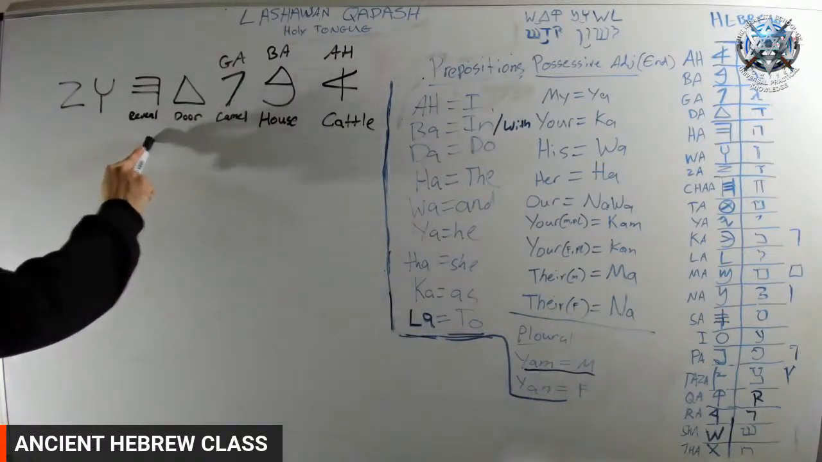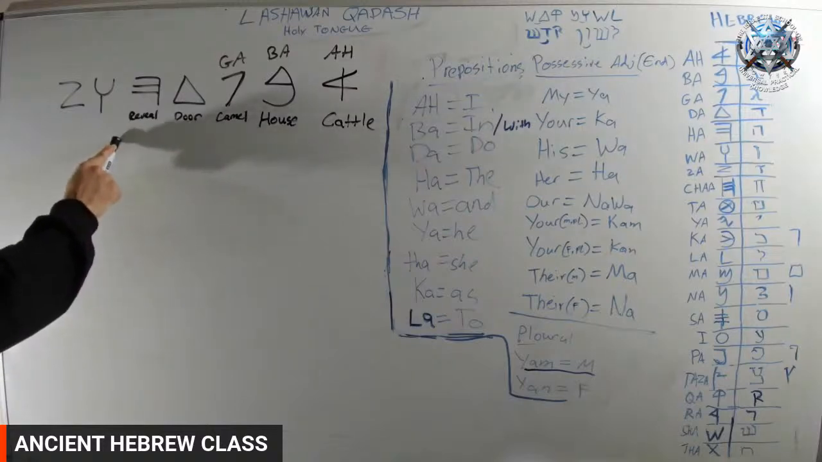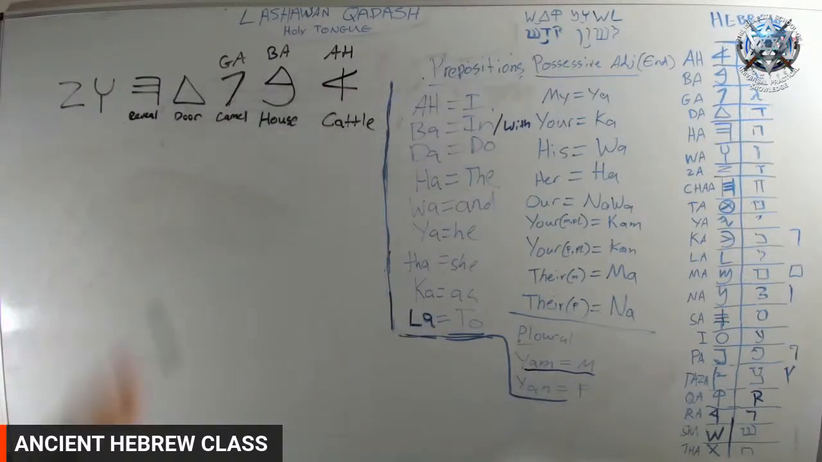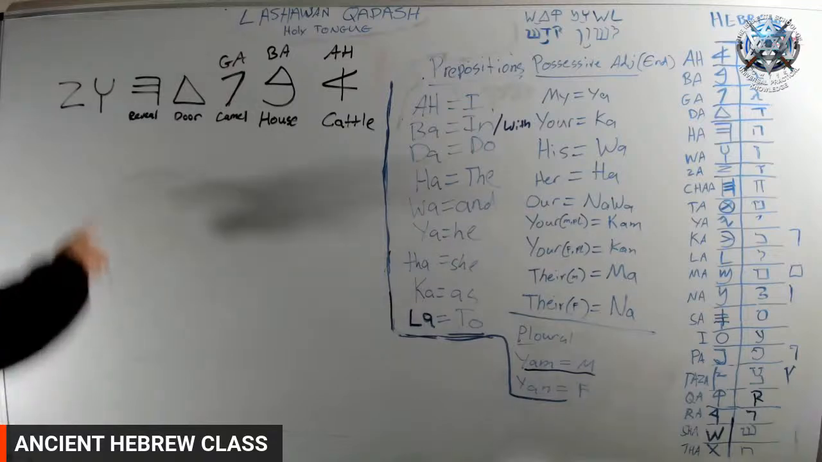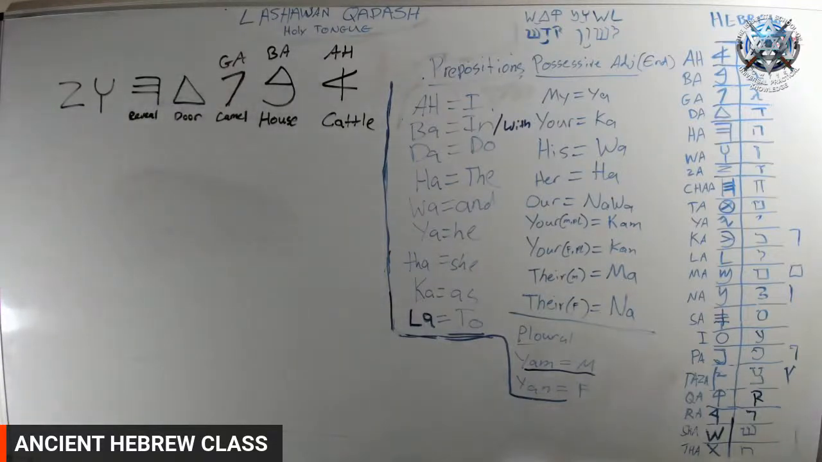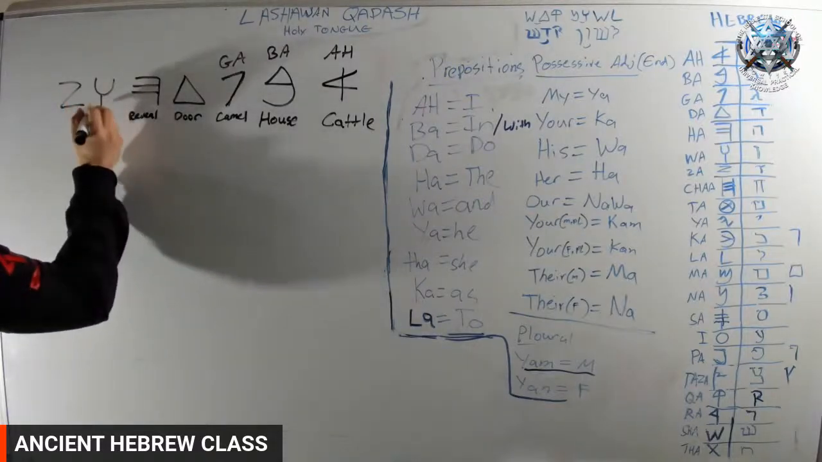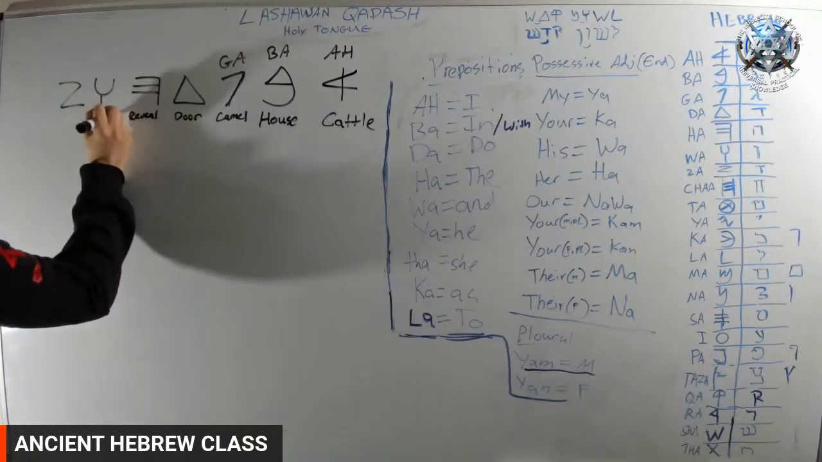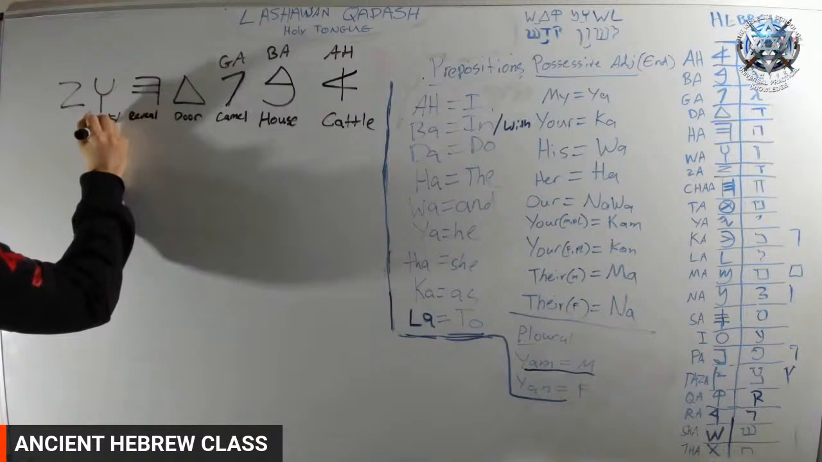So reveal is an important part of our culture, because we are a culture that reveals things to the world. We invent things. We create things. We create structure. Perfect example of that would be the next character, Wa. What does Wa mean? Wa means a hook, a peg.